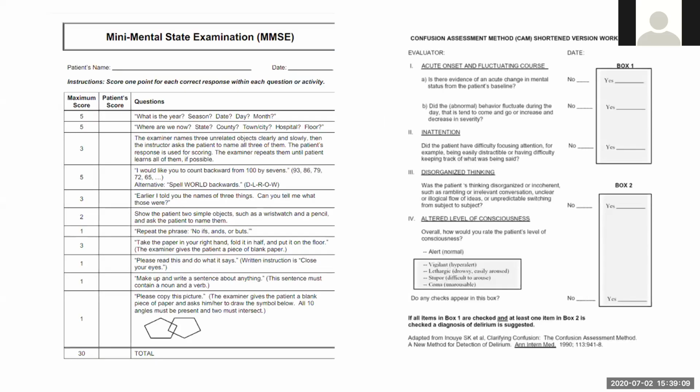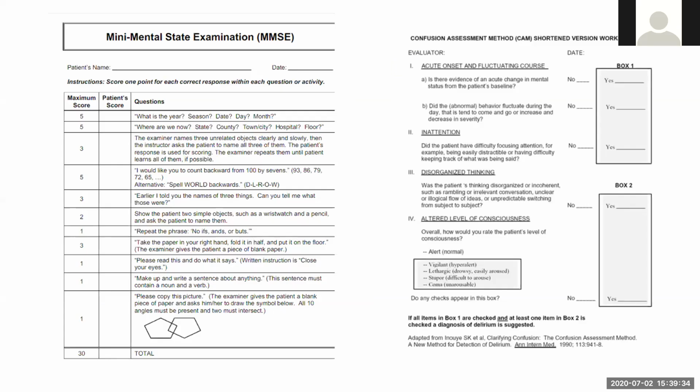So this is the MMSE chart, and this is how it looks. Basically, you ask questions, you give a score, and you total the score, and that is how it is evaluated. And on the other side, you have the CAM.